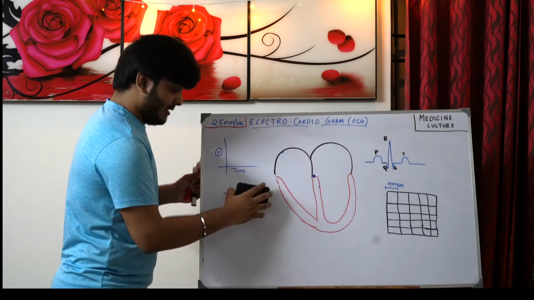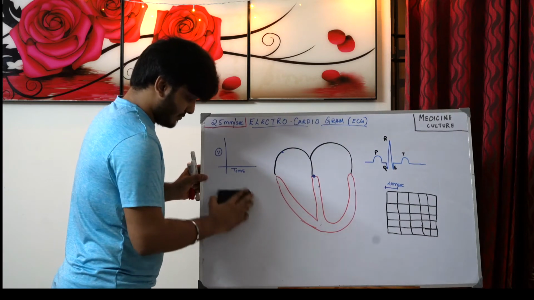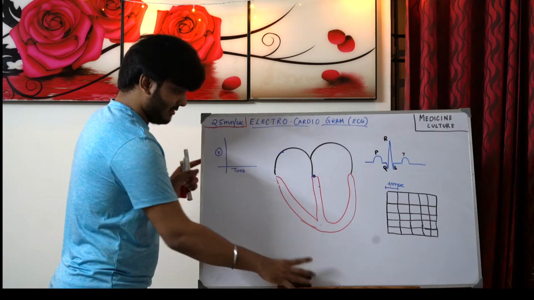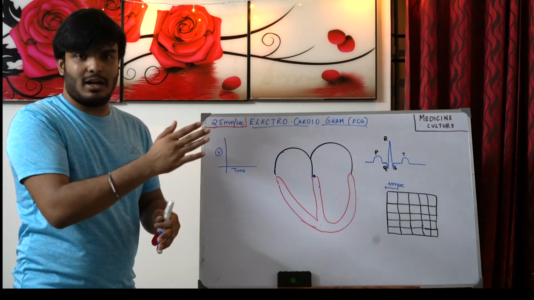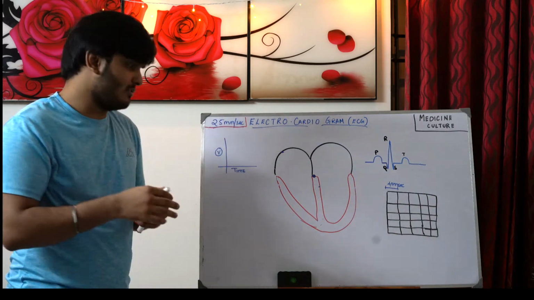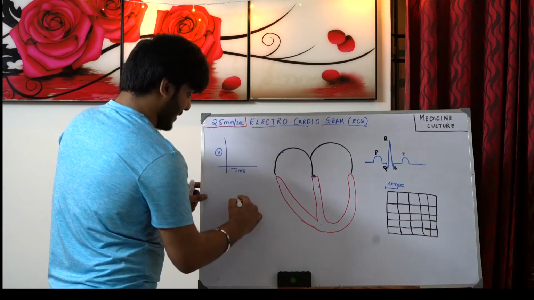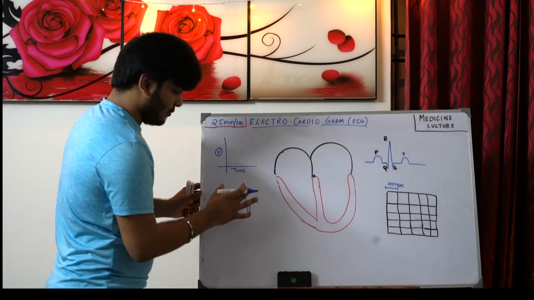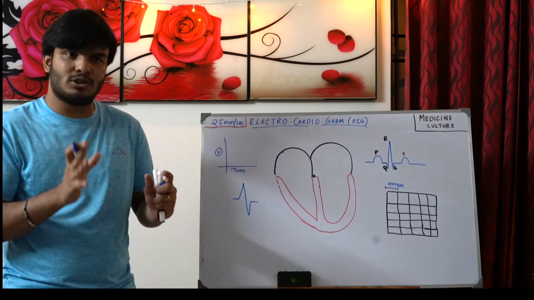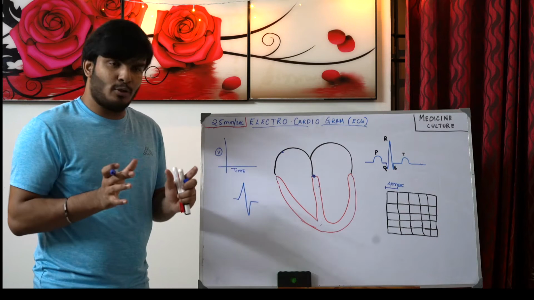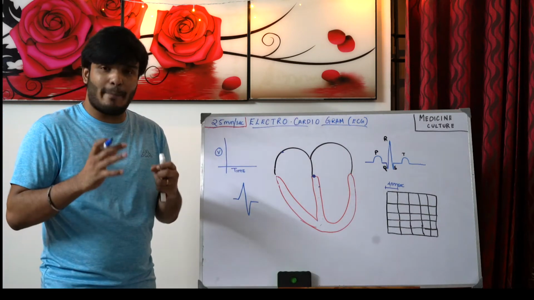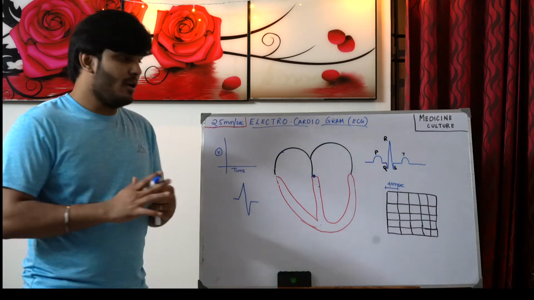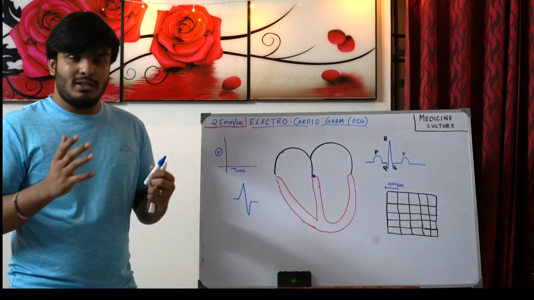But there is another condition also, that is when the current flows perpendicular to the axis of the heart, like this. When a current flows perpendicular to the axis of the heart, we get this wave pattern. Both a positive and a negative of the same amplitude. This type of wave is called a biphasic wave. So a biphasic wave happens when a current flows perpendicular to the axis of the heart.